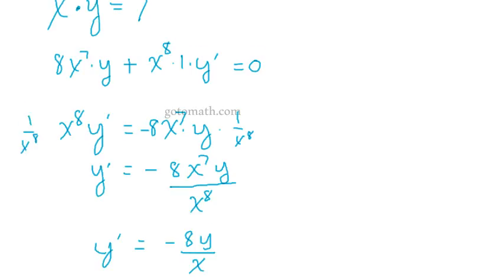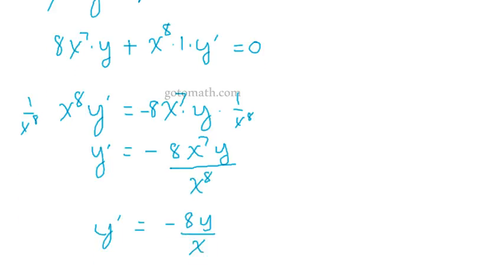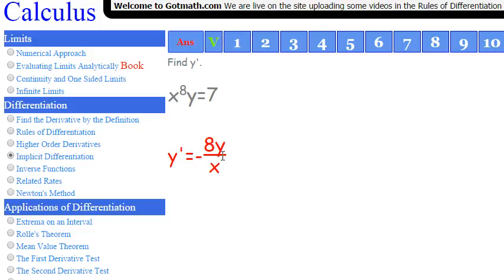Now remember, you could be asked to find dy over dx. Every time you take the derivative of y, you would write dy over dx next to it. I need to make that perfectly clear. And of course your final answer would be dy over dx is equal to this stuff here. Okay, let's see what happens. Negative 8y over x, obviously there.